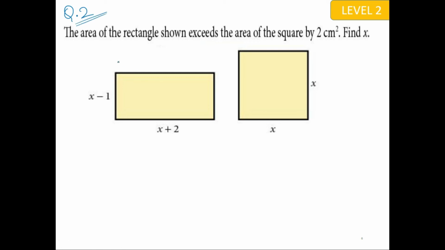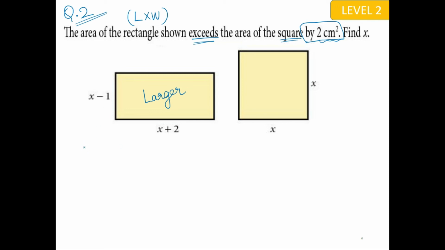Question 2. The area of the rectangle shown exceeds the area of the square by 2 cm. Find x. Now the area of a rectangle is L times W. Exceeds means this rectangle is larger, because the area is more than the area of the square by 2 centimeters. So you can frame an equation in two ways.